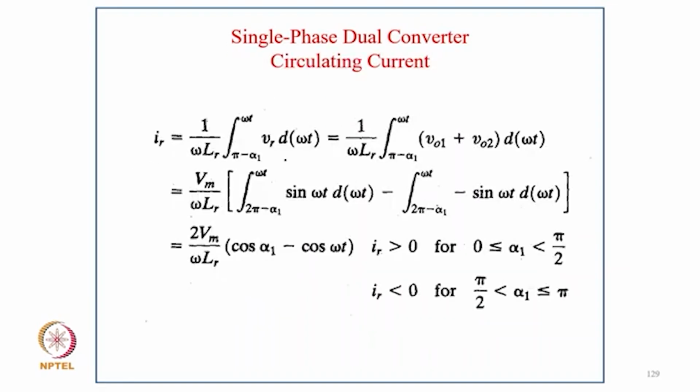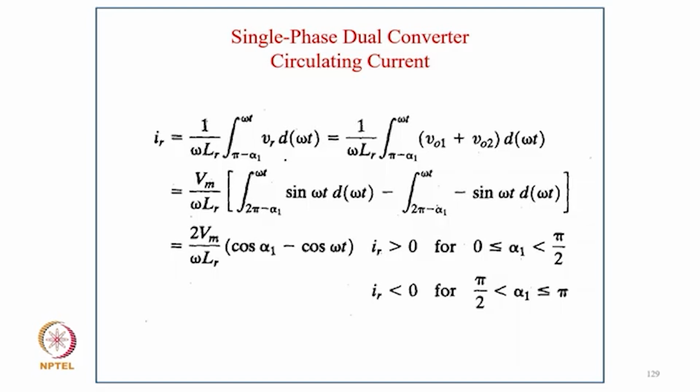And the circulating current in the dual converter is iR equal to 1 upon omega LR, integral from pi minus alpha 1 to omega t of vR d omega t, and putting in the value it comes to 2 Vm upon omega LR in bracket, cos alpha 1 minus cos omega t, for iR greater than 0 from alpha equal to 0 to pi by 2, and iR less than 0 for alpha 1 from pi by 2 to pi.